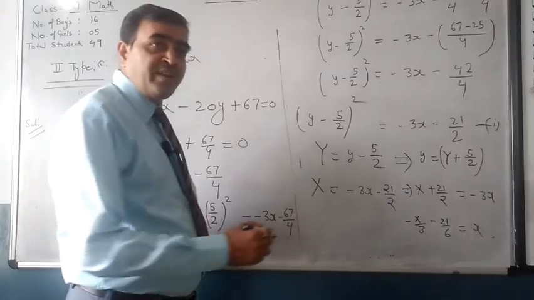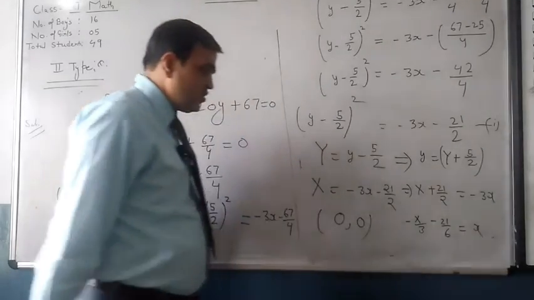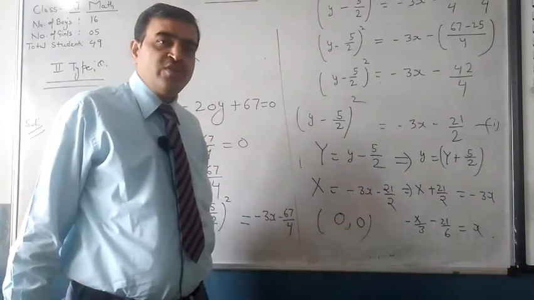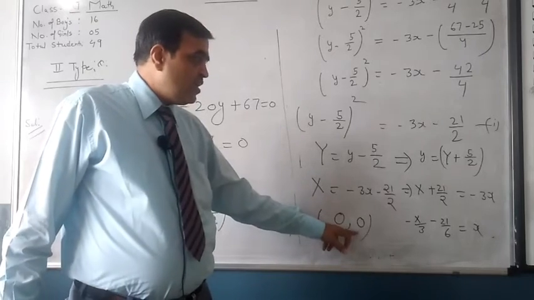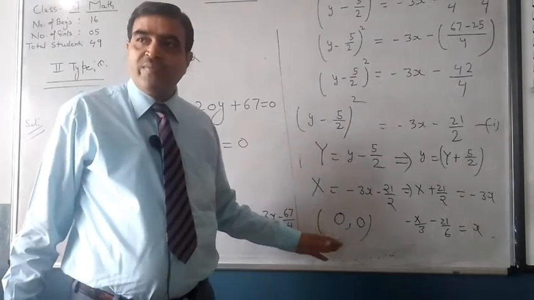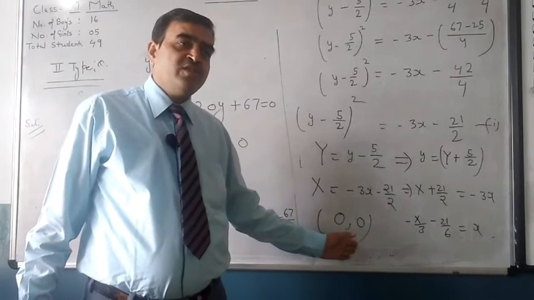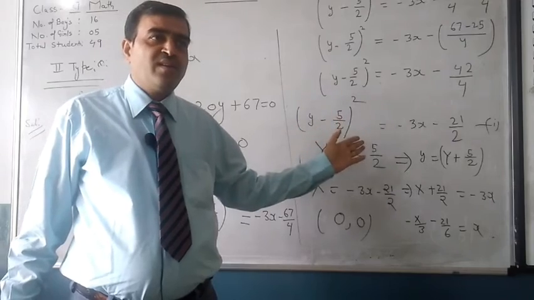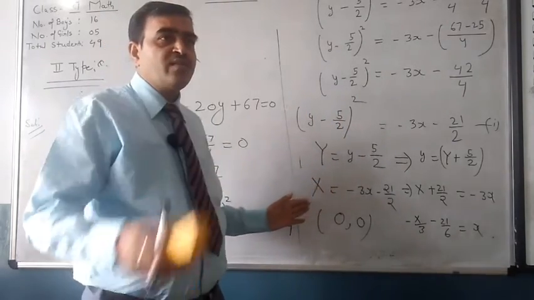Since the vertex of the parabola is 0 comma 0, capital X equals 0 and capital Y equals 0. We will compare capital X equals 0 and capital Y equals 0. Then we get the vertex of the parabola. Is it clear? Yes.